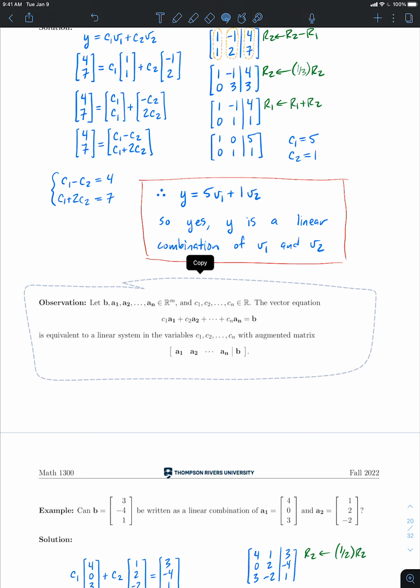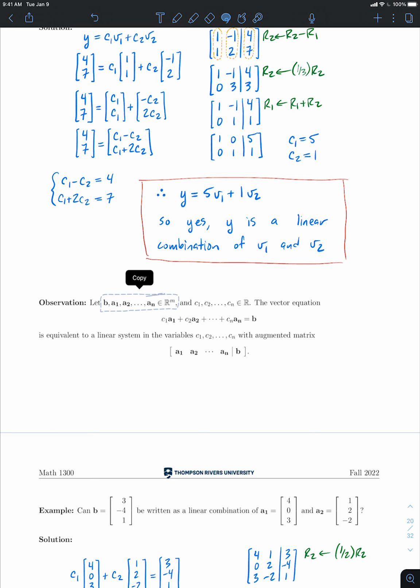Okay, so let's start over now. Completely forget about that example. Let's go back to the general situation. So our setup is this: we've got some vectors, a bunch of A's: A1, A2, all the way up to AN. And then we've also got this extra vector B. And the idea is that those vectors are all in Rm.